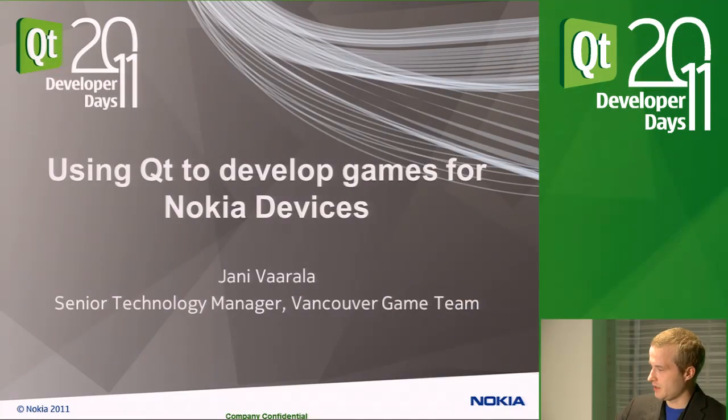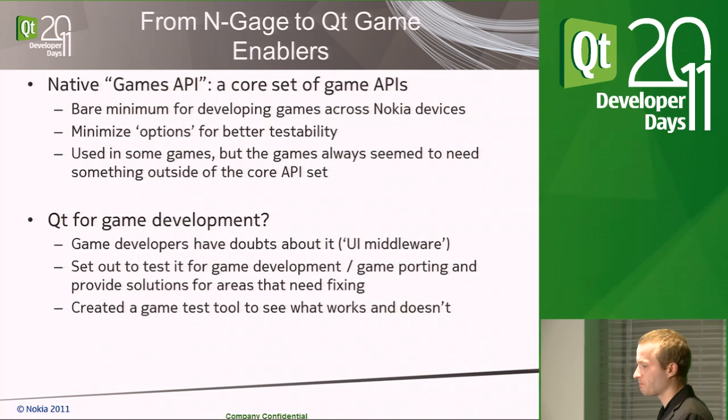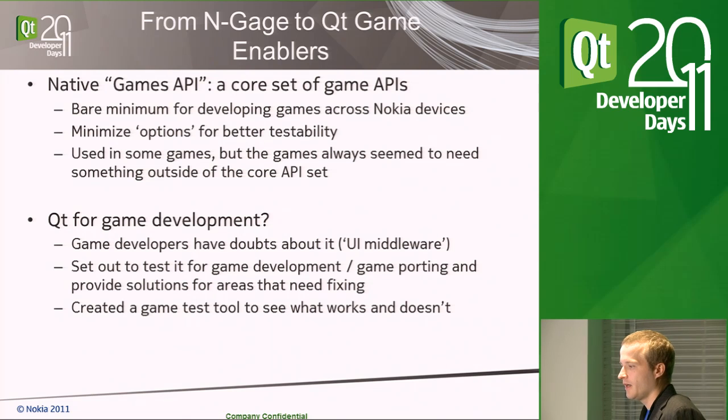And let's start with a bit of history. So I moved to Vancouver actually to work with Engage, and when Engage was stopped, we started to create this kind of native games API for game developers to develop games on Nokia devices. S60 is kind of complicated to use directly and so on. So we tried to create this kind of very core API set for game developers, meaning touch API, accelerometer, audio, file access, and so on and so on.